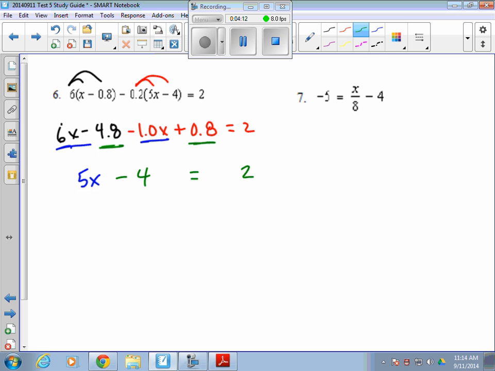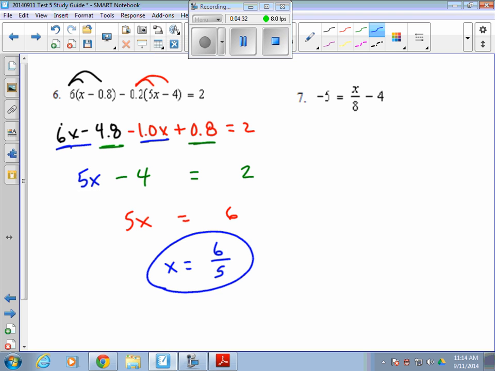You still have equals 2. Now it's a whole lot easier. Undo your minus 4 by adding 4 to both sides, and you have 5x is equal to 6. Undo 5 times something by dividing by 5 on both sides, and x equals 6 divided by 5, which is considered simplified.